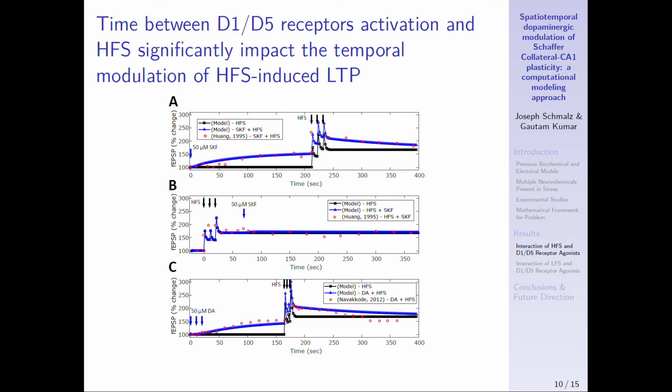Next, in B, the reverse order is considered, where high-frequency stimulation is applied first, followed by the dopaminergic agonist.